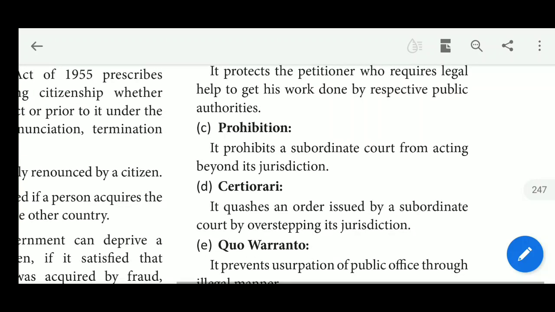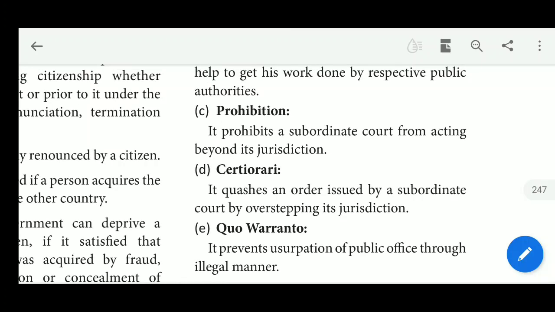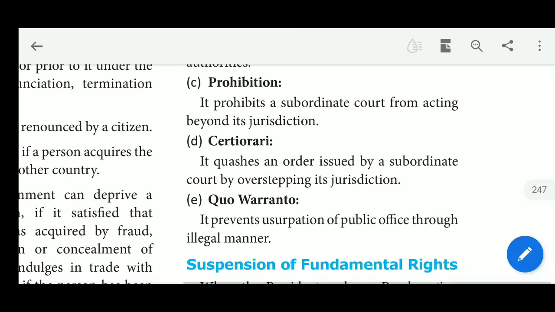Prohibition. It prohibits a subordinate court from acting beyond its jurisdiction. Explanation. The writ of prohibition means that the Supreme Court and High Courts may prohibit lower courts such as special tribunals, magistrates, commissions and other judicial officers who are doing something which exceeds their jurisdiction or acting contrary to the rule of natural justice.